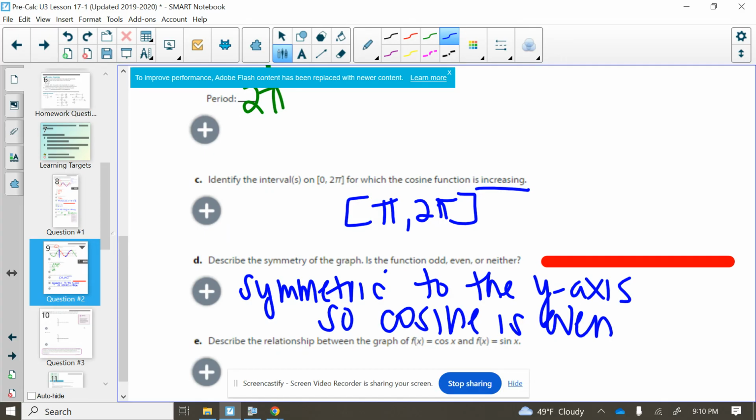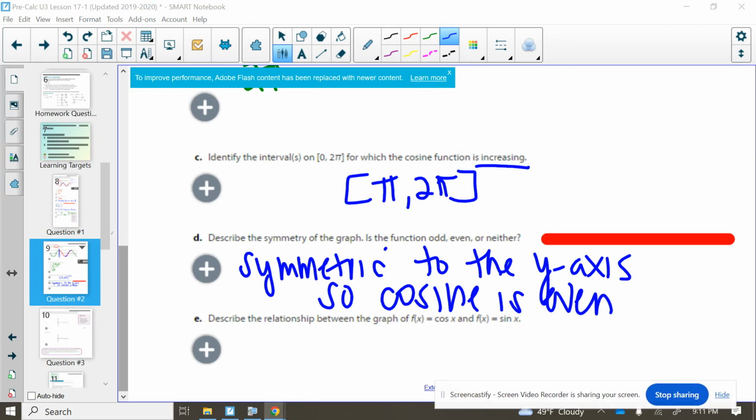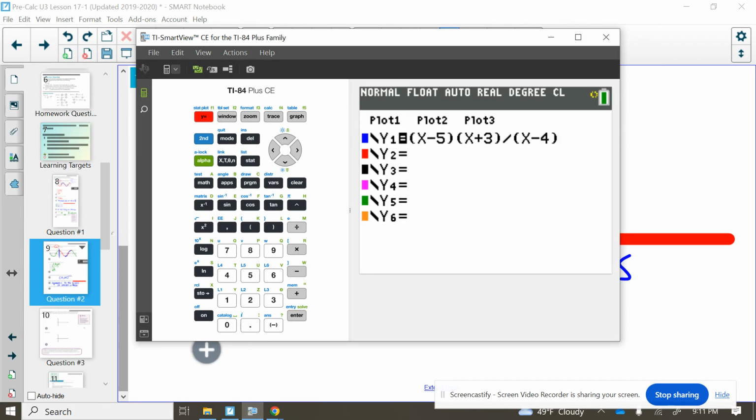And down for part E, again, if we notice what is the relationship between these two graphs, well, if we look at our cosine and our sine graph, even if we took a moment to graph them. So we have sine of x and cosine of x.